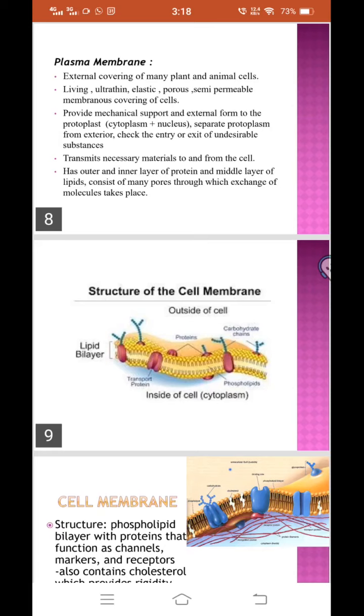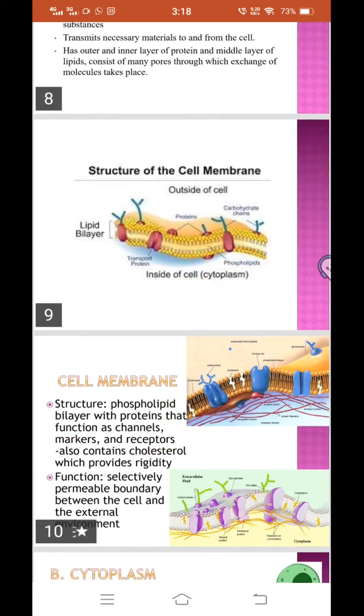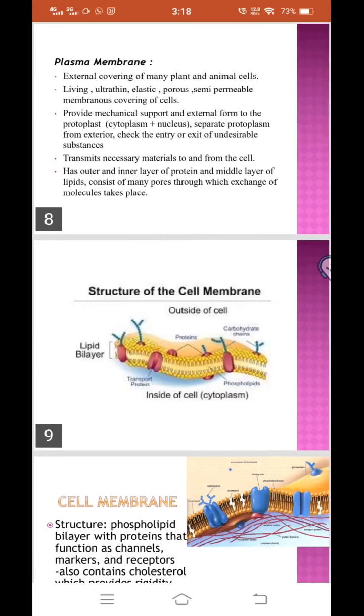Okay, so in the next slide, this is the structure of the plasma membrane. Now in the structure of the plasma membrane, it is shown that the central part is the lipid bilayer. And the outer covering, that is outside of the cell, that is made up of protein, and the inner covering, that is inside of the cell, attached to the cytoplasm, is also made up of proteins. ठीक है? So in the protein there is a transport protein which is helpful in transportation of the material to the cell and from the cell.